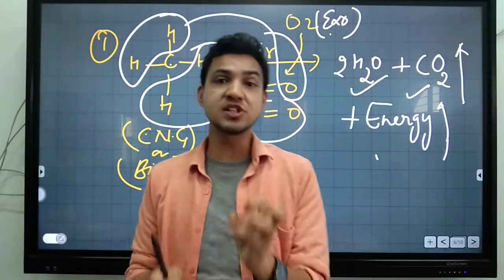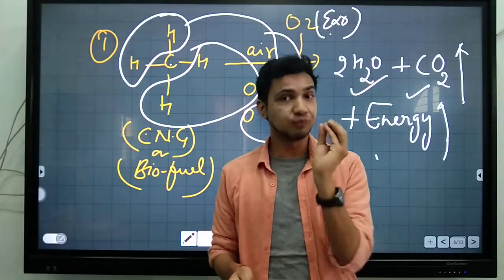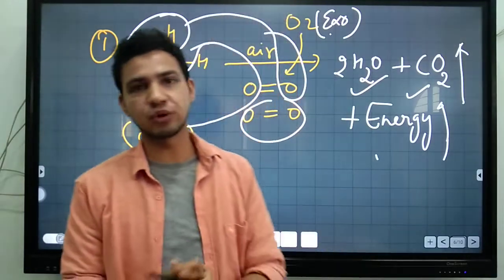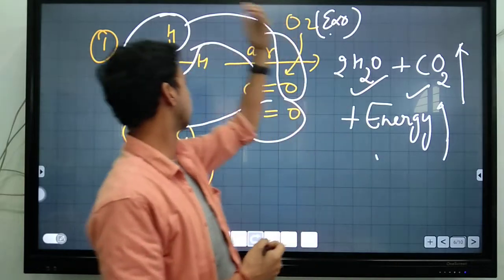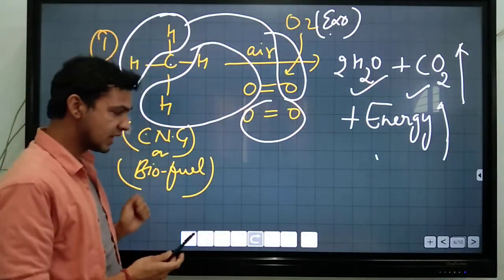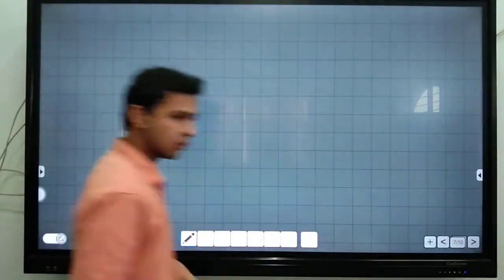The blue flame means it is properly oxidized. If properly oxidized, they give you more energy. So these are the examples of complete combustion. Okay, so these are the examples of complete combustion. I am giving you another example.